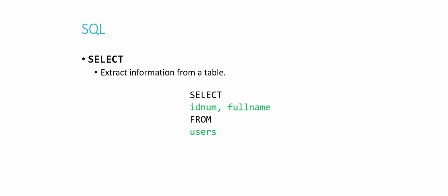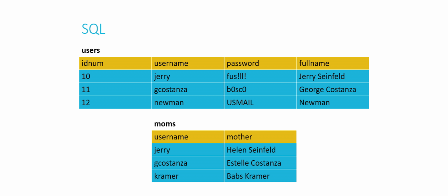Select ID num, full name from the users table. So let's see what's going to happen here. So remember, I'm selecting ID num and full name from the users table.